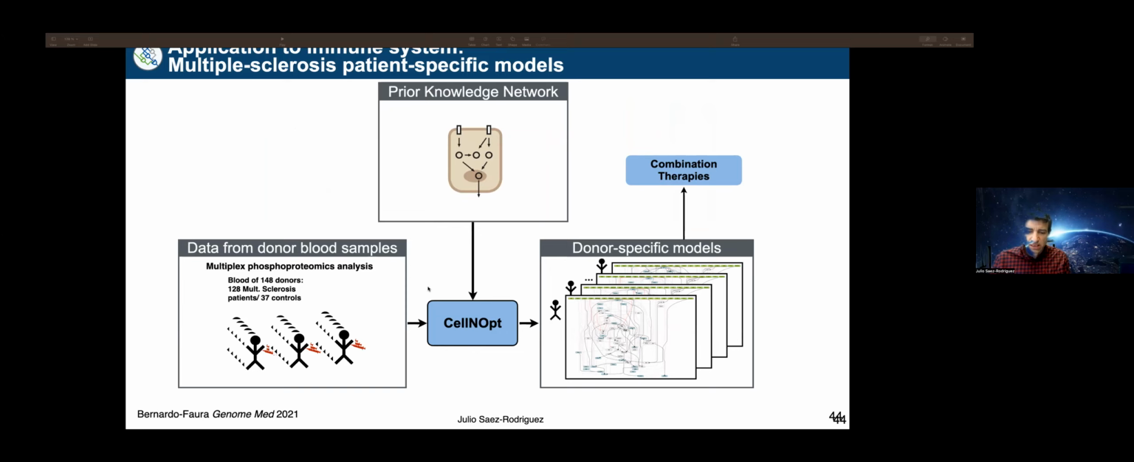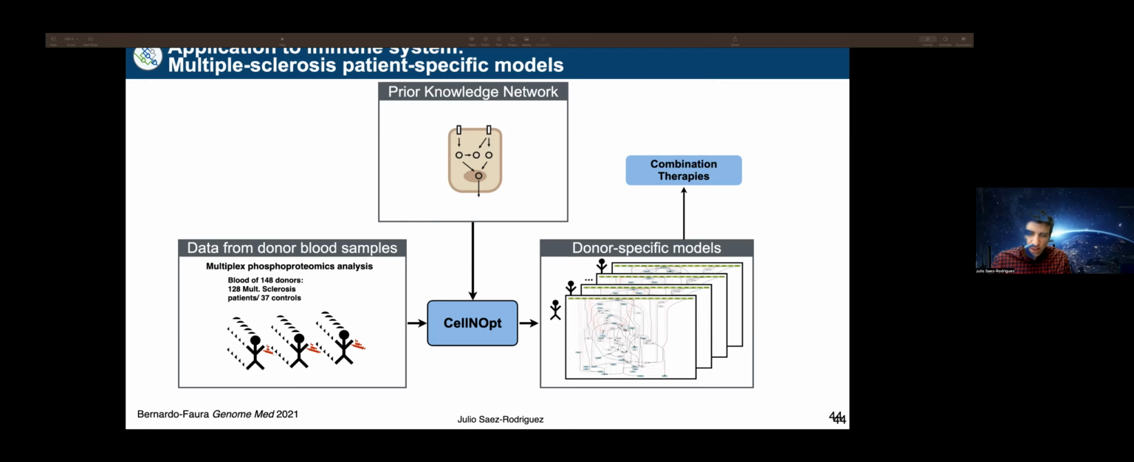And what we were able to do is to apply this approach with CellNOpt: in this case, collect blood from 148 donors, patients and controls. And again, from each patient perform a number of perturbations. This allows us to build donor-specific models, and by comparing the models of the different donors, the patients versus the healthy controls, identify potential combination therapies. So this is illustrated here.